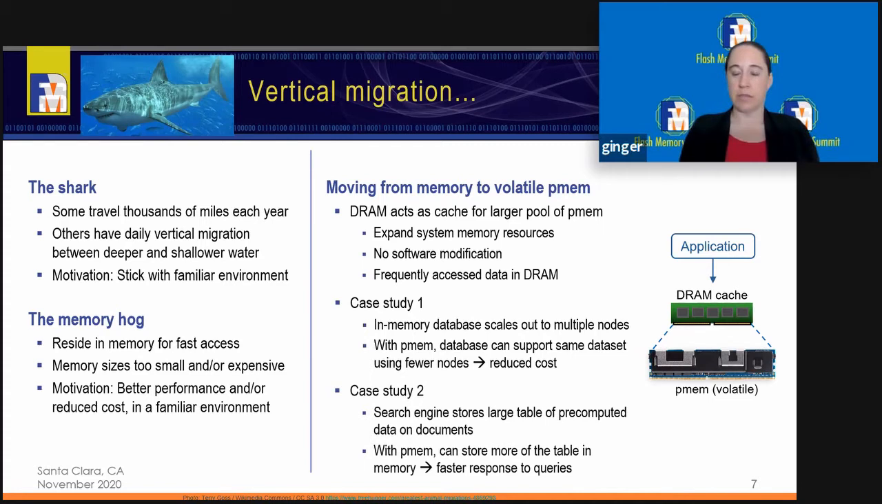Another case study is a search engine application that stores large tables of pre-computed data on the documents in their library. These are tables that you don't want to calculate on the fly, so you need to store them. If you use persistent memory in this type of application, you've got a larger pool of memory to store from. And since you can actually get that table in memory instead of maybe on disk, you're going to get a faster response to any queries. So these are two examples of where you might benefit from having a larger pool of volatile memory.